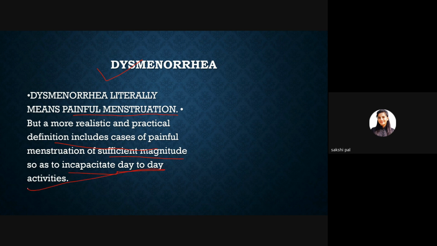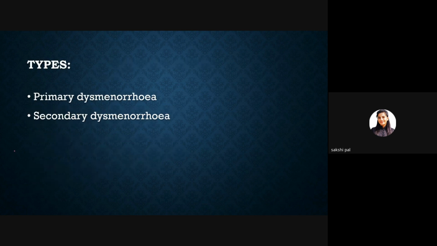That means it will lead to a hindrance in their day-to-day activities. Okay, they will not be able to continue with normal activities as they have in their daily life. Okay, so what are the types? Dysmenorrhea is of two types: primary dysmenorrhea and secondary dysmenorrhea.